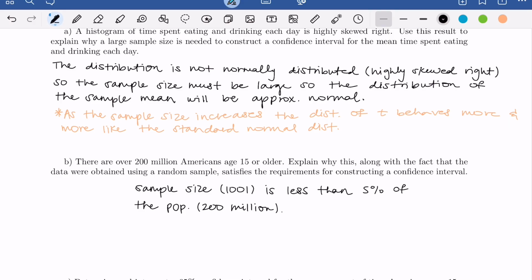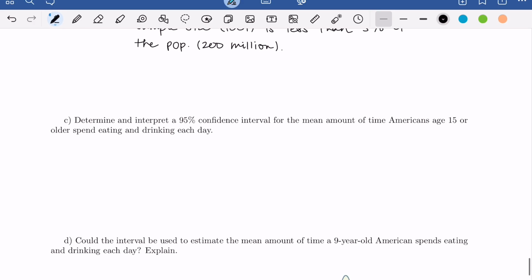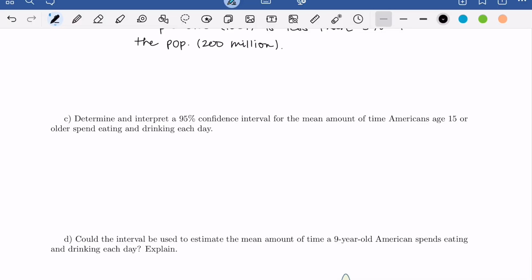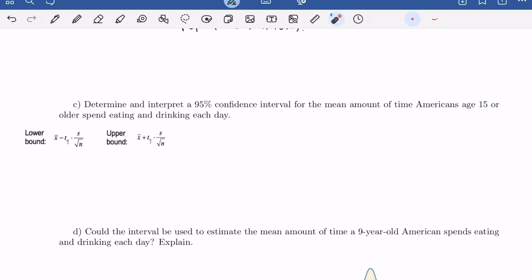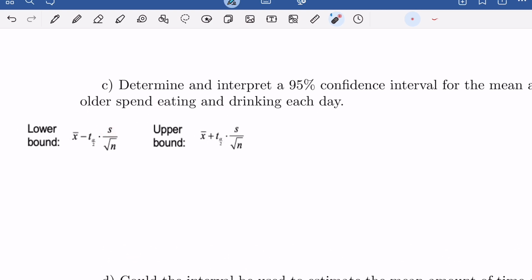All right. Now for part C, we're actually going to determine and interpret our confidence interval for the mean amount of time Americans 15 years or older spend eating and drinking each day. Sorry, I realized it'd be much easier if I just pasted the formulas for our lower and upper bound here. So these are our formulas. We're going to have our sample mean minus our critical value, t of alpha over 2, times our sample standard deviation divided by the square root of our sample size for our lower bound. And then for our upper bound, we're just going to add this quantity to our sample mean.